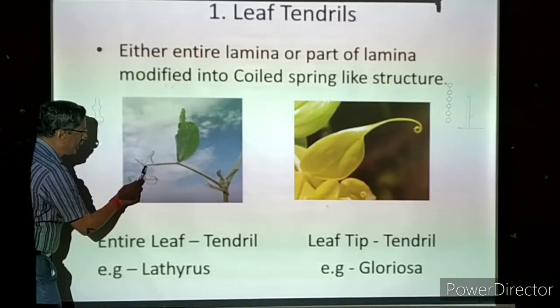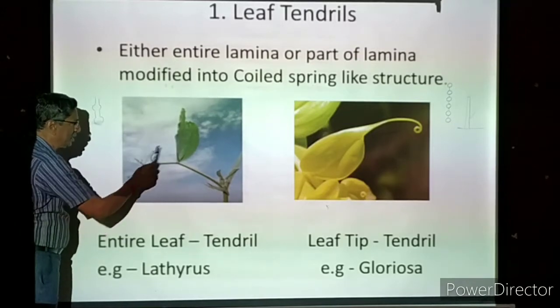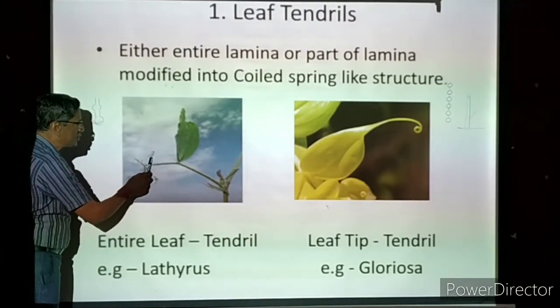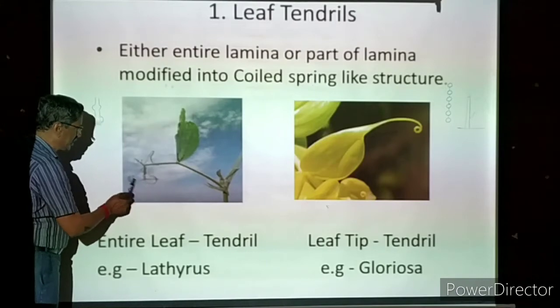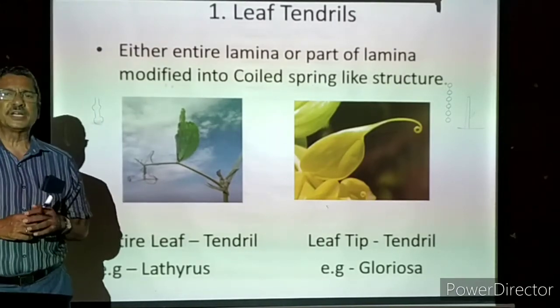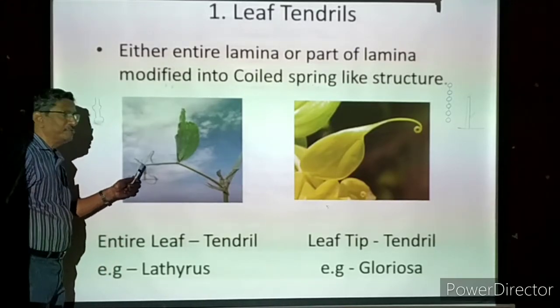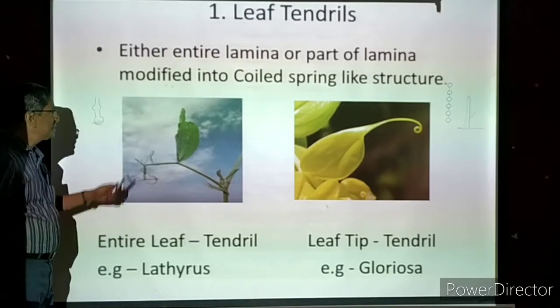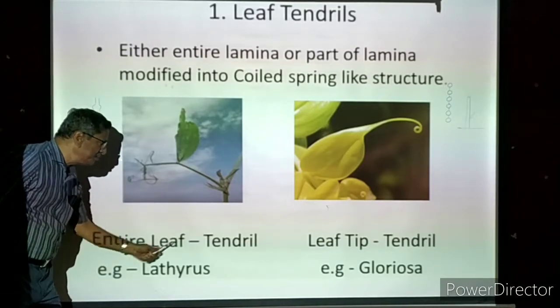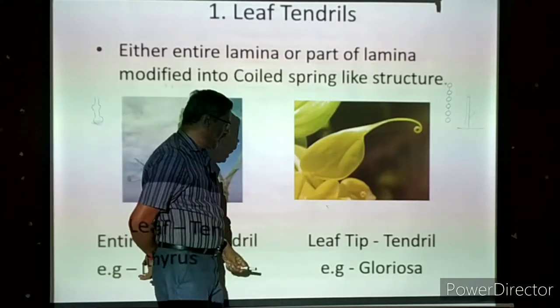But at the next node, you cannot find the green flattened leaf lamina here, but the leaf is completely modified into a coiled spring-like structure. Here you can see that everywhere, maybe 2, 3, 4 like that. They are converted into coiled spring-like structures. So in the place of a complete leaf, a coiled tendril will be present. That is called the entire leaf changed into a tendril. Example, Lathyrus.